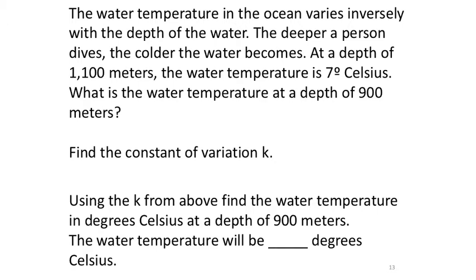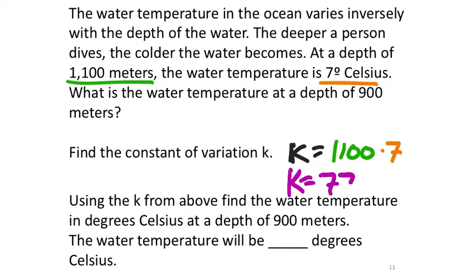Okay, so yeah, we do have to find the constant of variation first, no matter what. So that's what we'll do first. So k equals xy. Now this does not solve the original problem, but it will help us to. K equals xy. So the x value, it doesn't matter which is which. It says the depth is 1,100 meters. And then it tells us temperature is 7 degrees Celsius. We're just going to multiply these two to find the constant of inverse variation now. 7,700. And it has no label, doesn't need one, because it's just a constant.